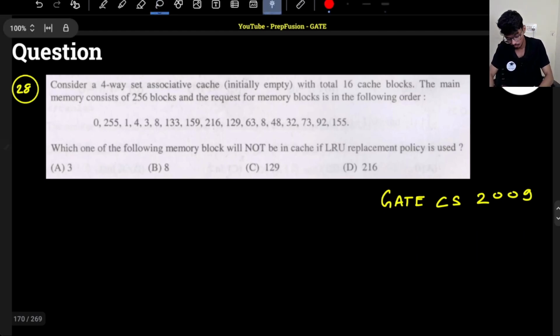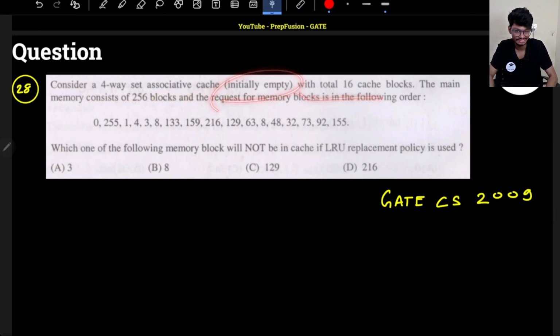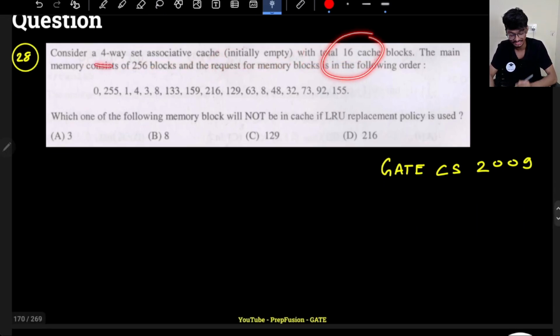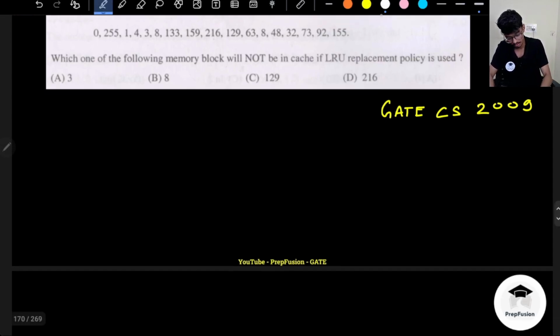Here it is a 4-way set associative cache, initially empty, with total 16 cache blocks. So I have a total of 16 cache blocks. It is a 4-way set. So how many sets do I have? 4, right? Because 4 into number of sets will give me total cache blocks. So I will have 4 sets, right?